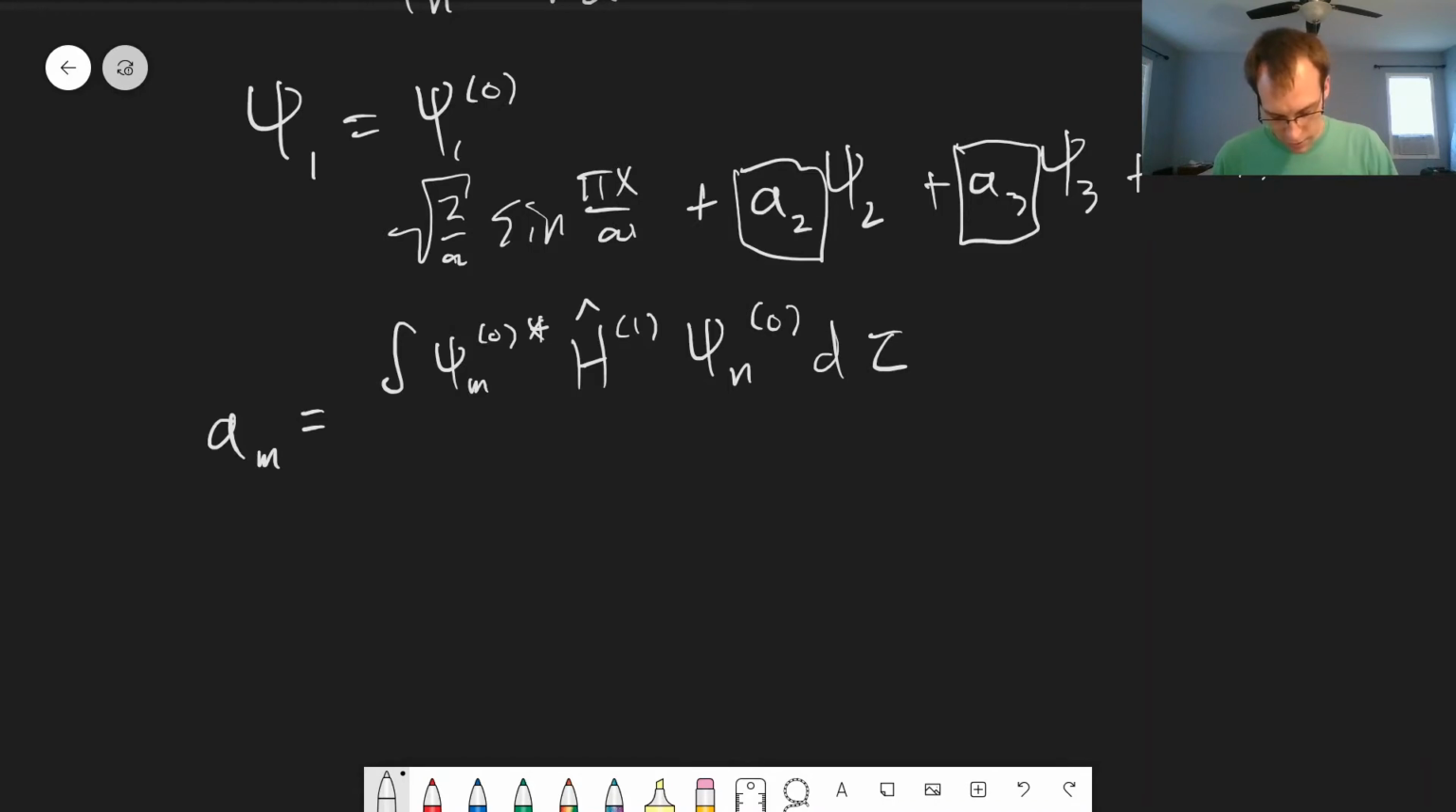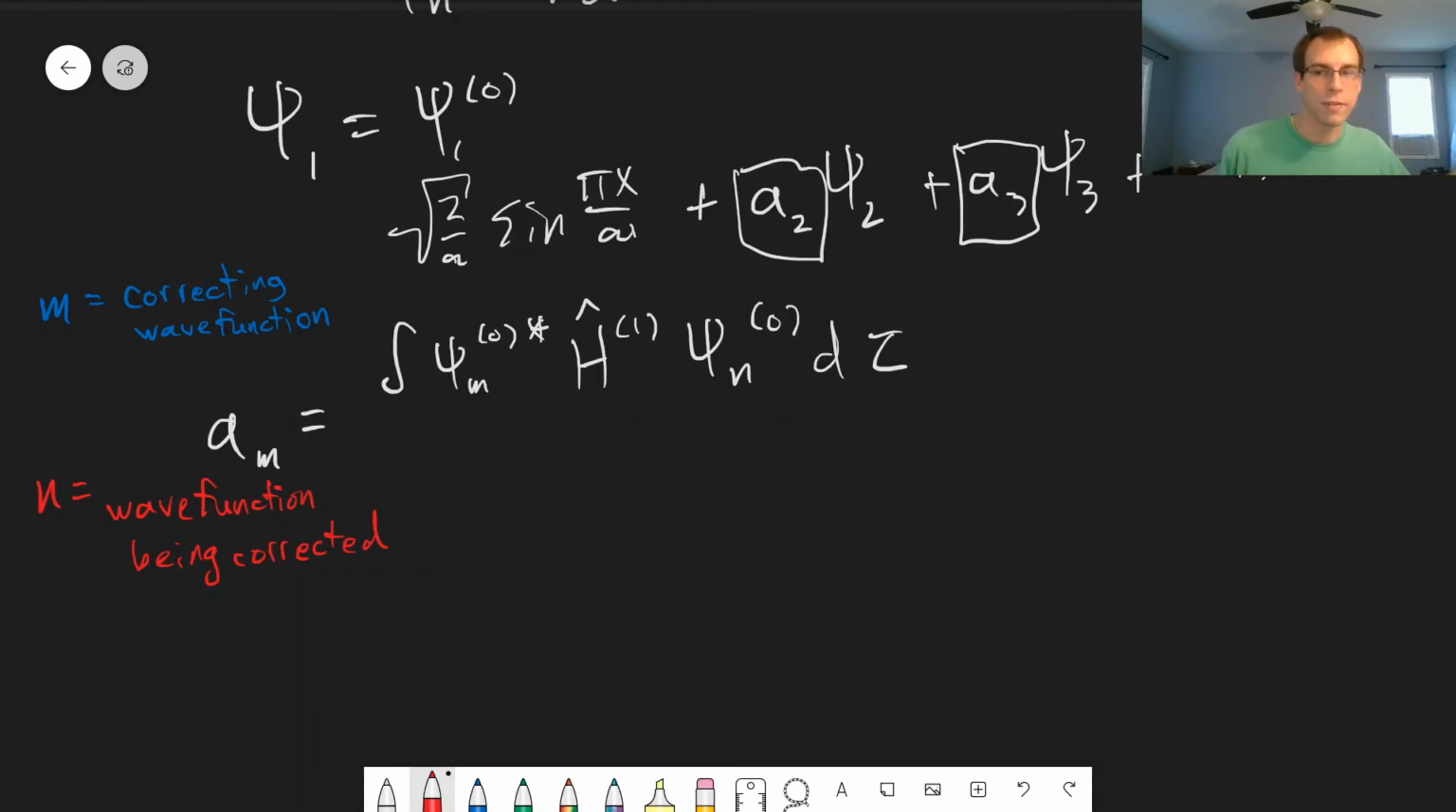Let me be clear here: m is the correcting wave function. This is not the wave function that we are finding the correction to. These are the ones we're adding to it. So there'll be a whole set of correcting wave functions; this isn't just going to be one. Whereas n here is equal to the wave function being corrected. In the previous example I gave, n will always be equal to 1, whereas m will change from 2 to 3 to 4 to 5 to 6 to all the other ones.